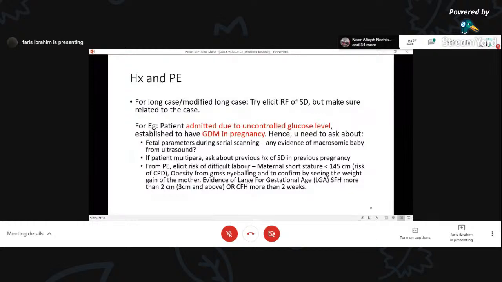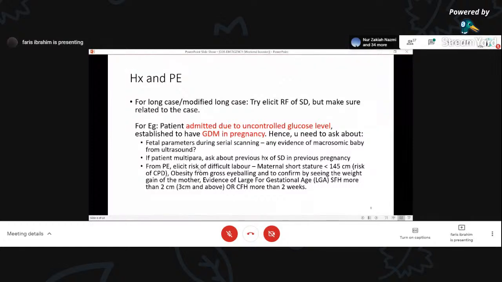Number one, you look from head to toe, does the mother look short in stature? If short stature, you can tell the doctor, from my examination, this mother is short stature, so she has a risk of getting shoulder dystocia. And then obesity, you also screen for obesity. Of course, in your exam, you would not have the luxury to see the weight, the height and the BMI of the patient. But from gross eyeballing, you can say that this patient probably might be obese.